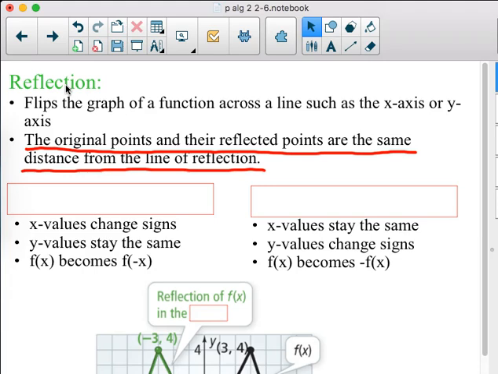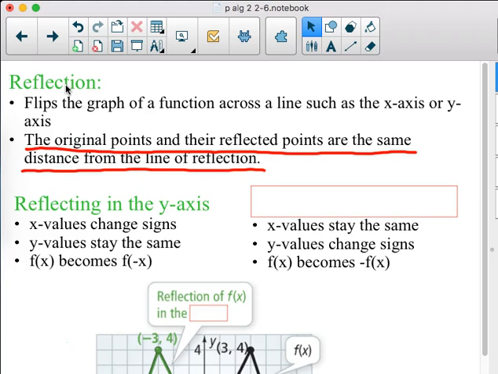Now, what you see for reflections here, where it says the original points and the reflected points are the same distance from the line of reflection, is what you did in geometry last year, which means we're going to reflect it over a line or a point, depends on the problem. And we want to make sure that we go equal but opposite on the other side of the line. So that distance stays the same, like it says, same distance from the line of reflection. Two really important ones are going to be reflecting in the y-axis.